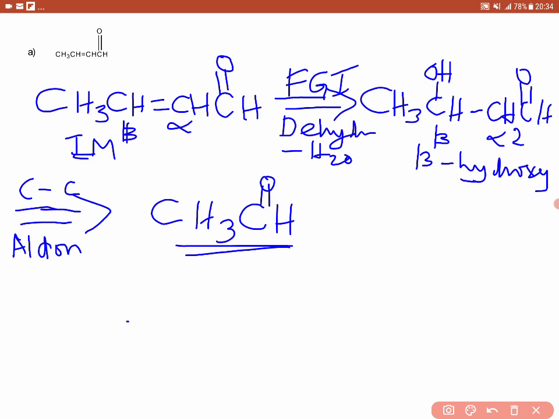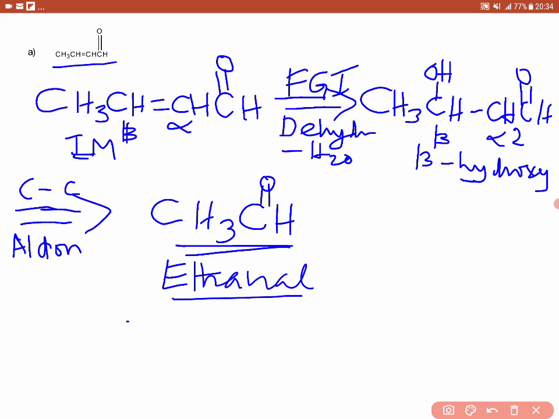The aldehyde is the one having CH3CHO, which is an aldehyde molecule, the one we call ethanol. And so ethanol is the starting material required to make the target molecule in the first question.